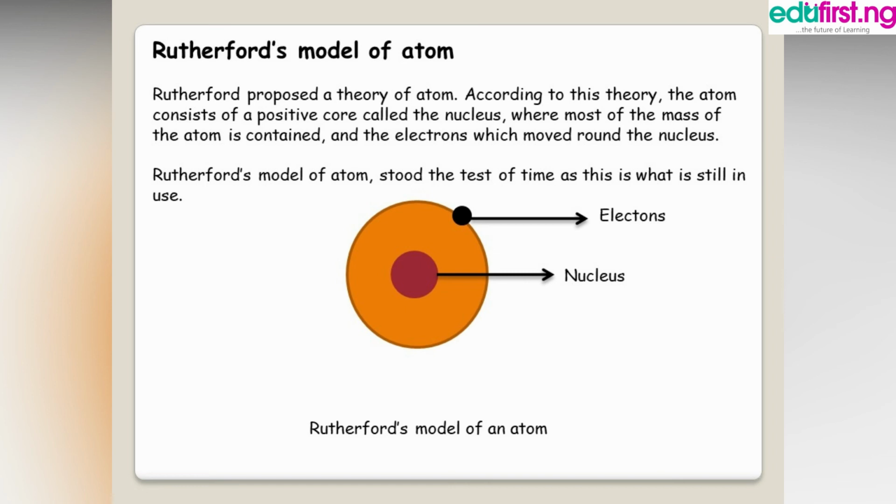So now in present chemistry, it is Rutherford's model of the atom that is being used: that an atom contains a positive core, which is the nucleus, and that is where the neutron and the proton reside. That's why it's positive, and then it has electrons which move around the nucleus.